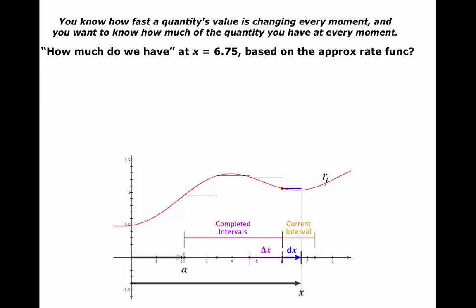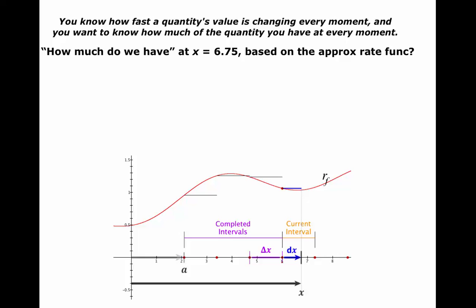So, volunteer, to get a general sense of how we're going to build the amount of accumulation at 6.75. I believe you would take the approximate rate of change function and calculate the approximate rate of change for each one of those chunks. And using that, approximate the accumulation for that chunk, and add every chunk together. Okay, he's onto it, right?